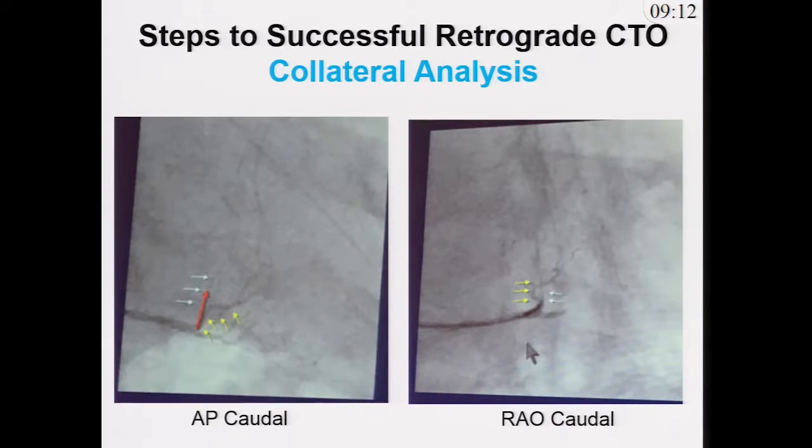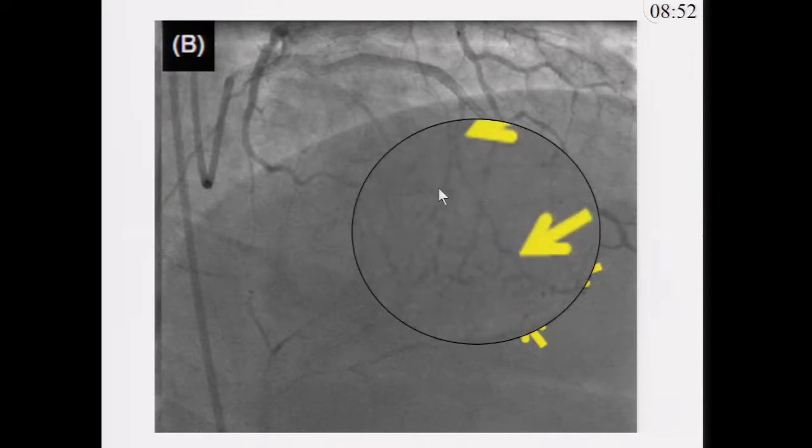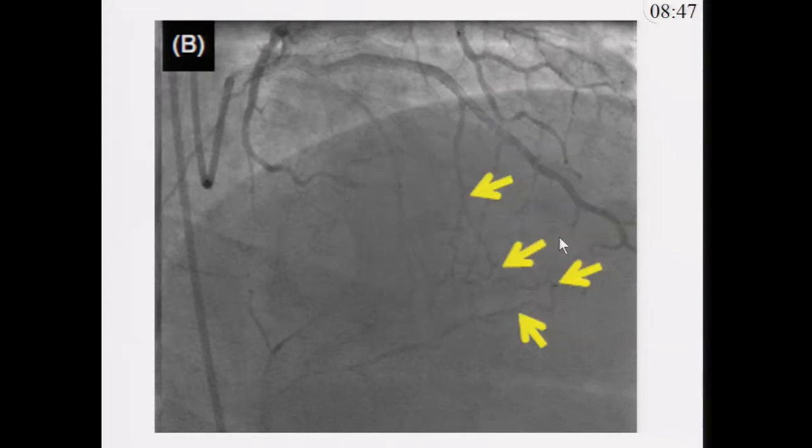So if you are at that level, it's very important to take two projections. You are going to be able to wire the distal vessel, the receiving vessel, better. Here also, the shorter collateral might be the one that you want to engage. But if you look at higher magnification, this collateral doesn't go anywhere. The more distal collateral is the one that probably is going to take you to the distal vessel, or to your receiving vessel, better. So evaluation of the collateral is very important in order to be successful in this procedure.